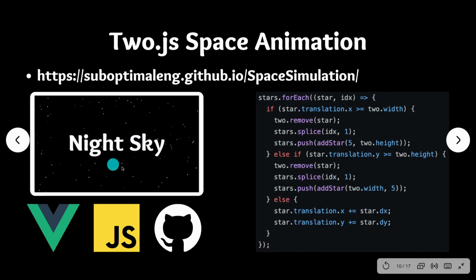The night sky animation that you guys see on the live stream is a Two.js animation. You can find this animation on my GitHub website, and you can also find the code in my space simulation GitHub repository. It's just a simple Two.js script. All I'm doing is rendering stars on the screen, and I'm moving them to the right. And if they fall off the screen, then I add a new star, and then I move that star to the right. And that's just what this code is doing here.